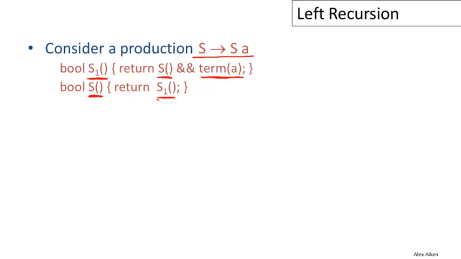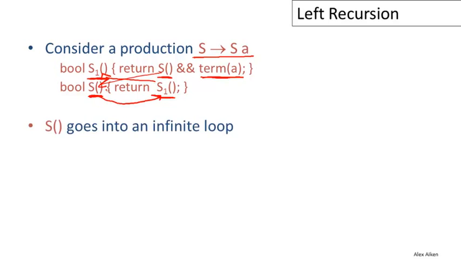And now I think you can see the problem. What's going to happen? Well, when we go to parse an input string, we're going to call the function S, which is going to call the function S1. And then what's the function S1 going to do? Well, the very first thing it's going to do is to call the function S again. And as a result, the function S is going to go into an infinite loop, and we're never going to succeed in parsing any input. This will always go into an infinite loop.